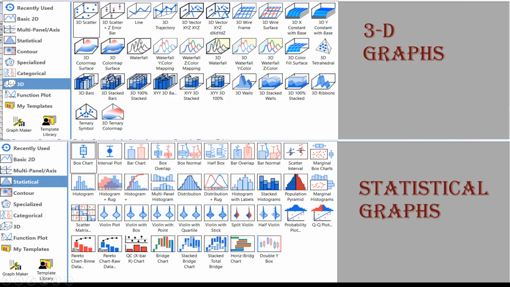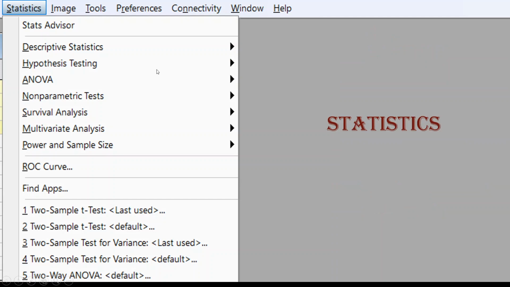So these are some 3D graphs and statistical graphs that I have already told you. Here you can find 3D scatter plot, 3D scatter with Z error bars, line, 3D trajectories, and XY by 3D 100% bar graphs and 3D walls. There are so many types of 3D graphs you can draw very easily using Origin software. And coming to the statistics, you can do the descriptive statistics analysis, hypothesis testing, ANOVA, and non-parametric tests.